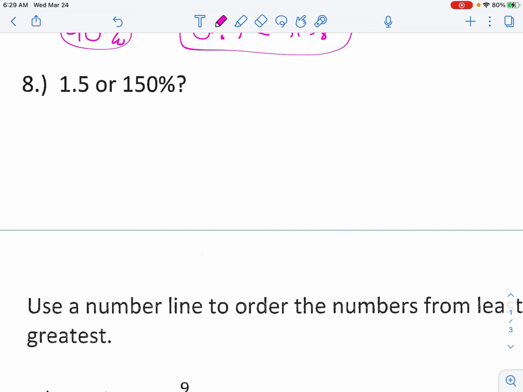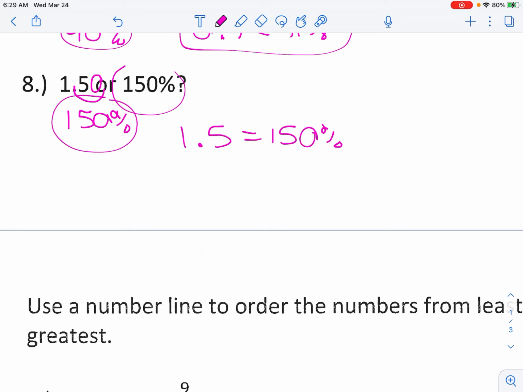Which number is greater? So we're going to move our decimal twice to the right. We'd have to put in a 0. So 1 5/10 is equal to 150%. Oh, look at that. So I would say 1 5/10 is equal to 150%.